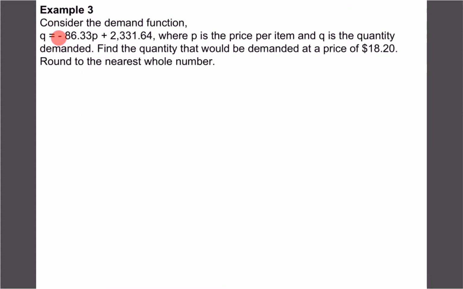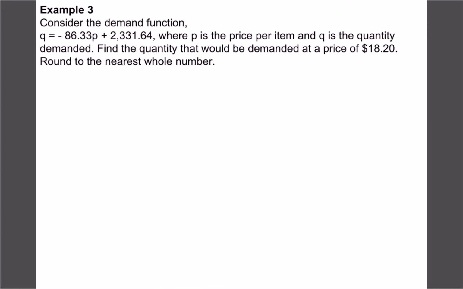So example 3 says, consider the demand function Q equals negative 86.33p plus 2,331.64, where P is the price per item and Q is the quantity demanded. Find the quantity that would be demanded at a price of $18.20, round to the nearest whole number.